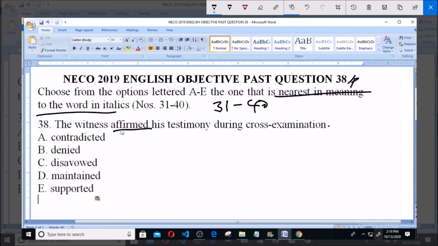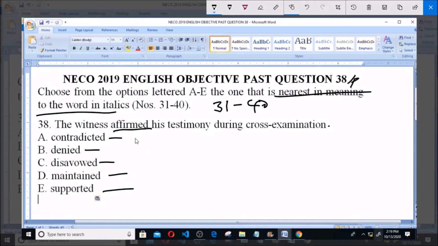The witness affirmed his testimony during his cross-examination. Option A says contradicted, B says denied, C says disavowed, D says maintained, E says supported.